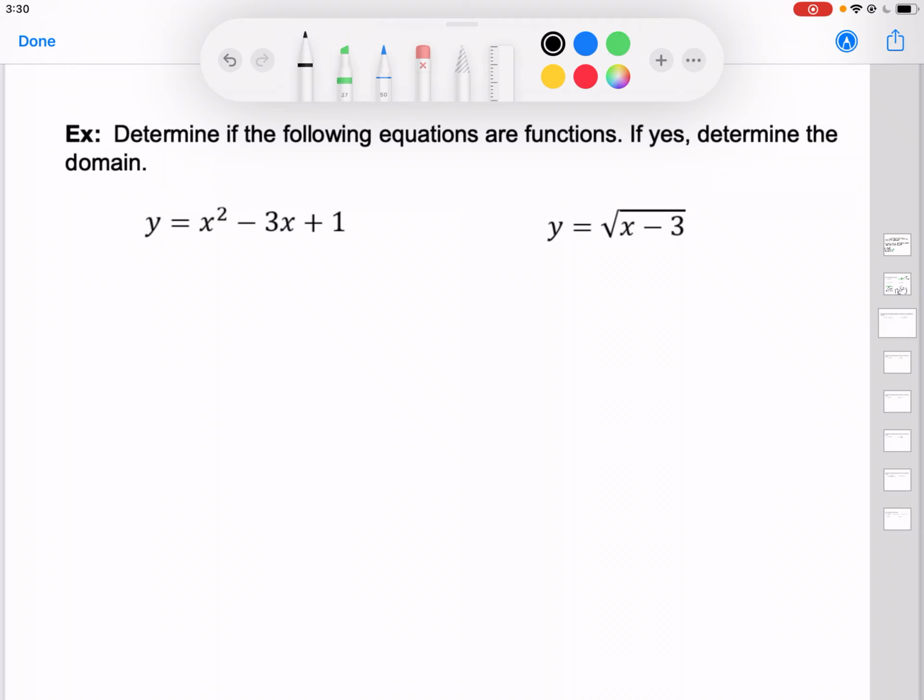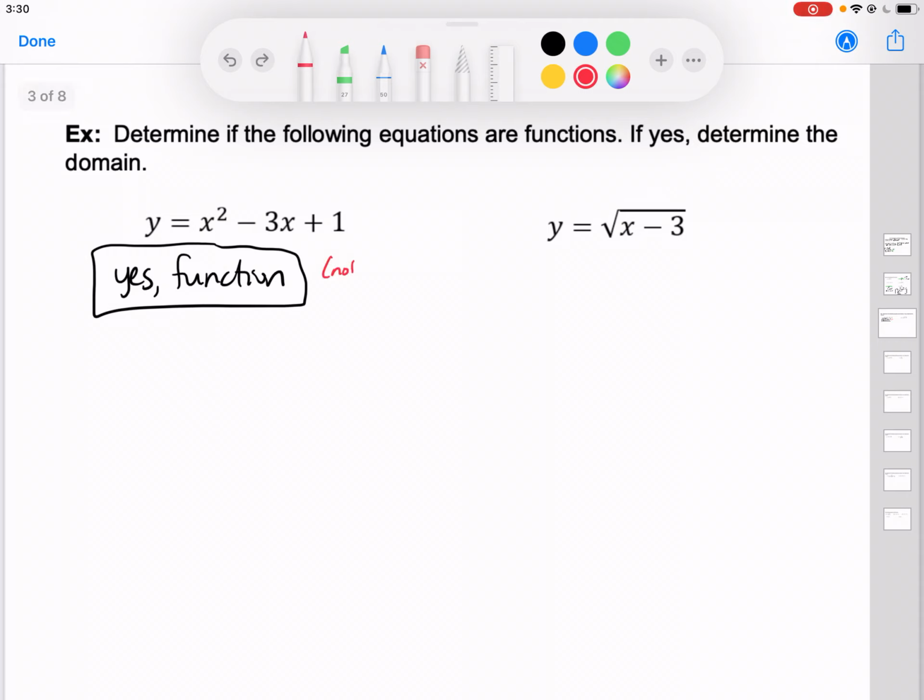Okay, so this first one, this is a function. I'm going to go ahead and say yes, function. And that's because there's no plus or minus or y squared. Okay, so that's the reasoning that you can automatically look at that and go, oh, we know this is not a function, or we know this is actually a function.